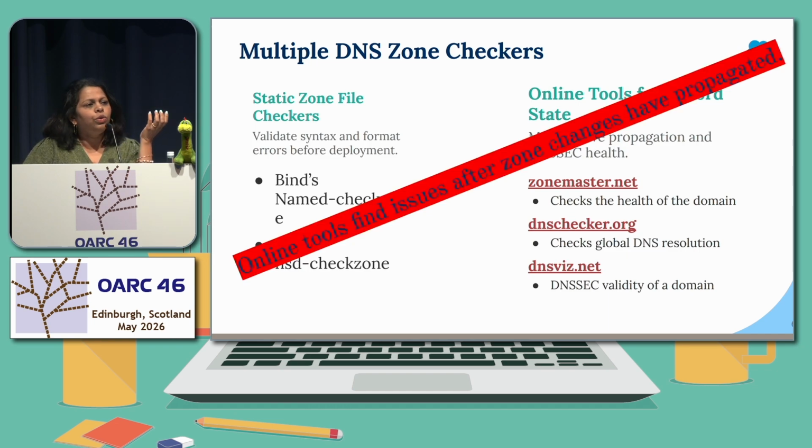Similarly, the online tools are mostly useful to catch an error in your zone or in your domain which is already propagated. The online tools can only catch those errors which are propagated DNS changes. But the problem with these, and this is why I marked that as red, is that at the time when you are seeing an issue, maybe it's a DNSSEC signature failure, anything, your customers are also seeing and experiencing the issue at the same time.